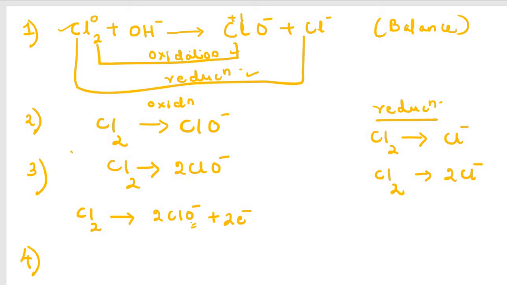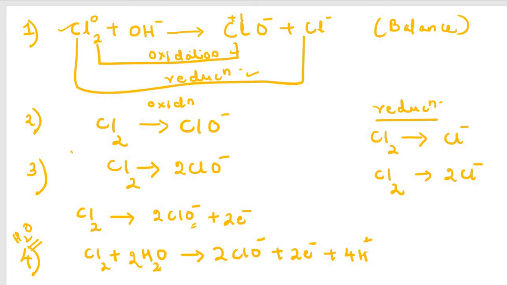And how are we balancing the oxygen? We are balancing the oxygen by adding H2O. So in this case, Cl2 plus H2O gives 2ClO minus plus 2 electrons. Now in this case, how many oxygens are there? 2 oxygens are there. So it will be Cl2 plus 2H2O gives 2ClO minus plus 2 electrons. Now we have to balance hydrogen also. Here 4 hydrogens are there. So hydrogen is balanced by adding H plus ions.